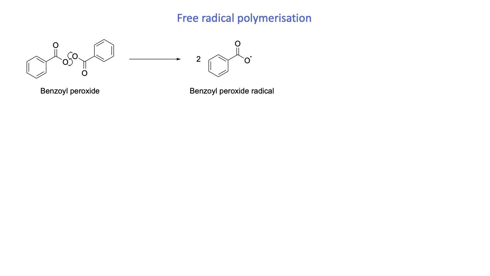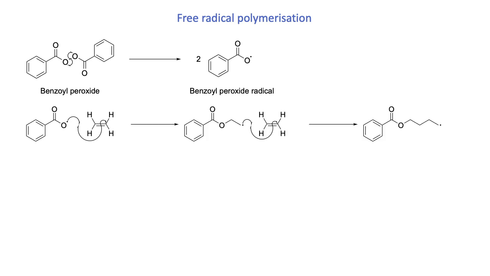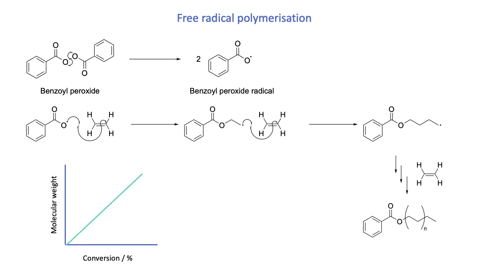Usually a peroxide initiator, such as benzoyl peroxide, is used to produce a radical to attack the carbon-carbon double bond in ethene. The mechanism is an example of a chain growth mechanism, as each monomer is added one by one at the end of a growing polymer chain. The polymer length depends on the number of growing chains, and the molecular weight increases linearly as the polymerization goes on and the monomer is consumed.